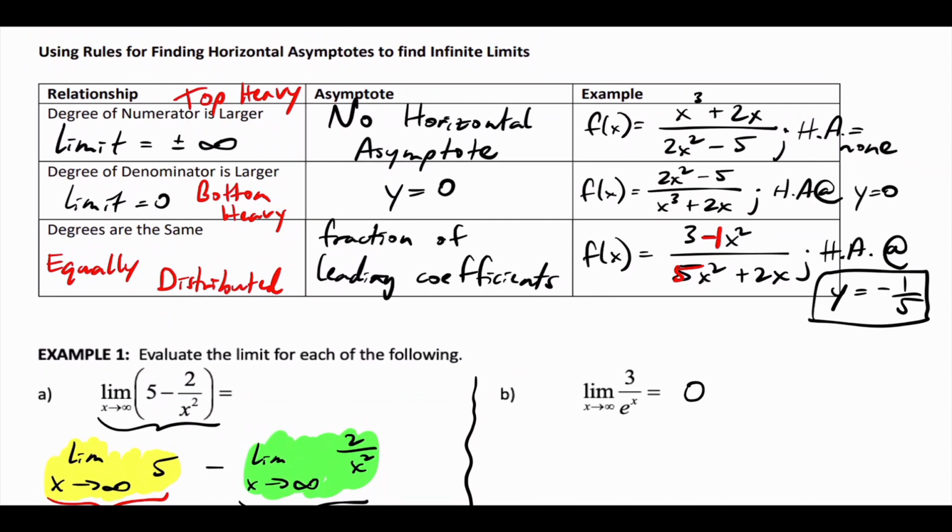Top heavy. Top heavy means the degree on top is bigger than the degree on bottom. The opposite is bottom heavy, the degree on bottom. The degree is the power, the biggest power. Okay? Equally distributed means the degrees are the same. Exactly the same. So let's go back to the one that we're looking at.